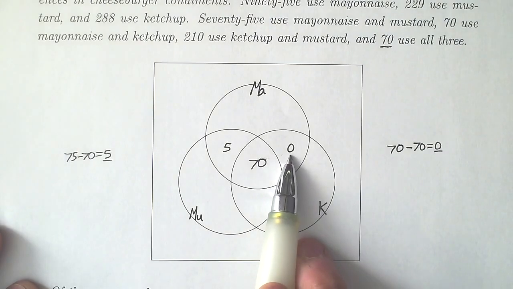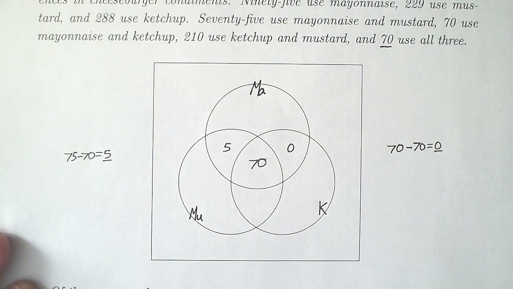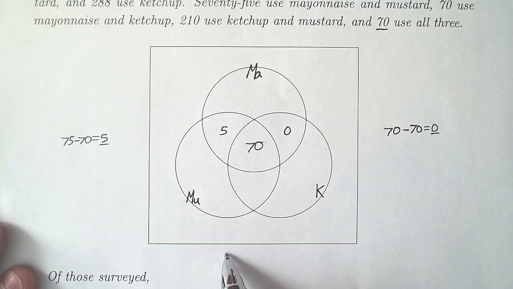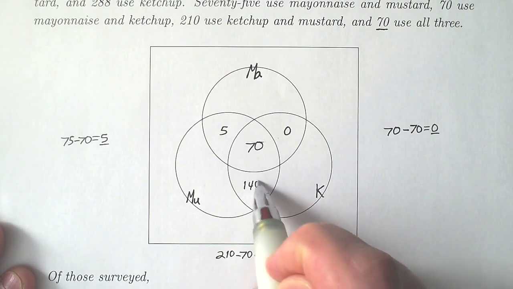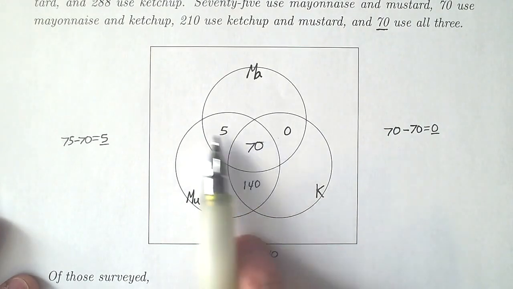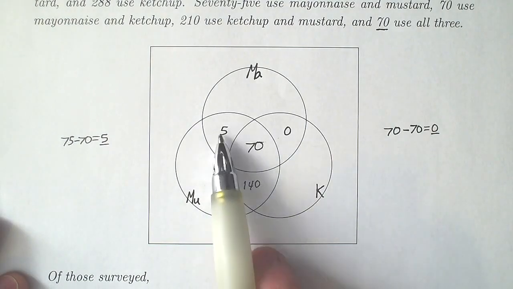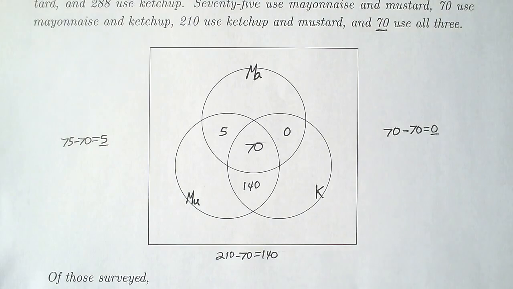By the way, you should never get a negative number. We can't have a negative number of people who like a condiment, but it is possible to have 0. 210 people minus 70 is 140. That goes in here. So now we've taken care of the people who like all 3 and the people who like some combination of 2 of them, and we're working our way out.